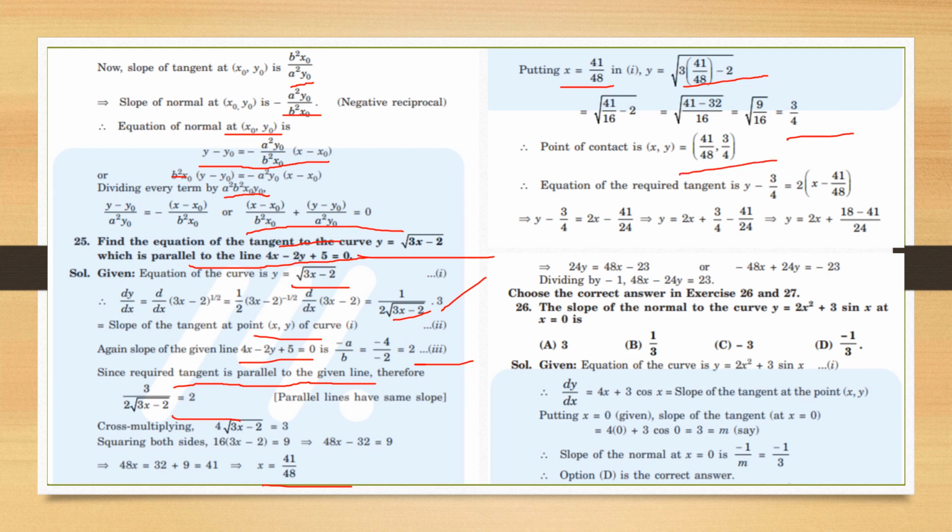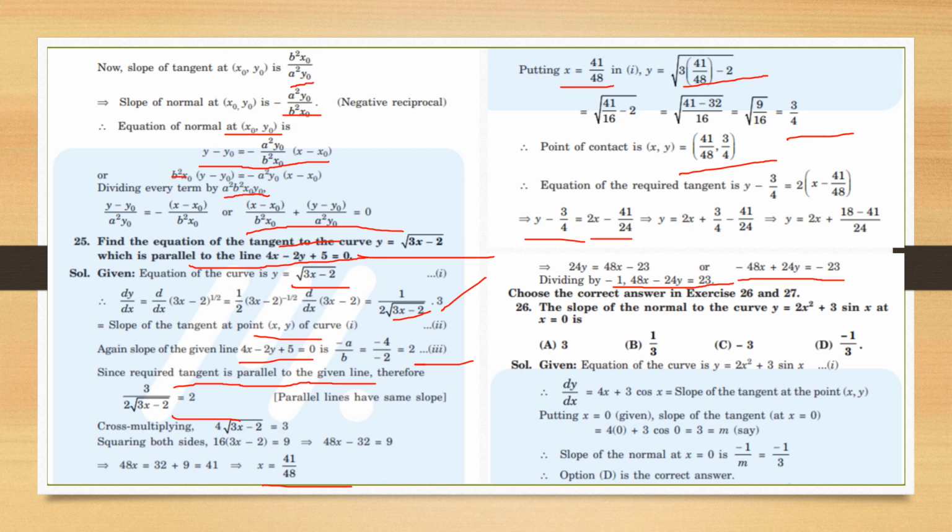So what is the equation of the required tangent? The required tangent is y minus y1 equal to m times x minus x1. So this is y minus 3 by 4 equal to 2 times (x minus 41 by 48). On solving, I'll get my equation as minus 48x plus 24y equal to minus 23, or 48x minus 24y equal to 23, adjusting the signs.